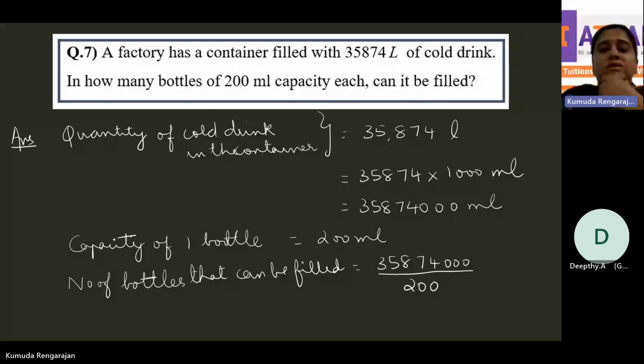How do we divide, children? You don't have to do the long division. We can just simplify here itself.